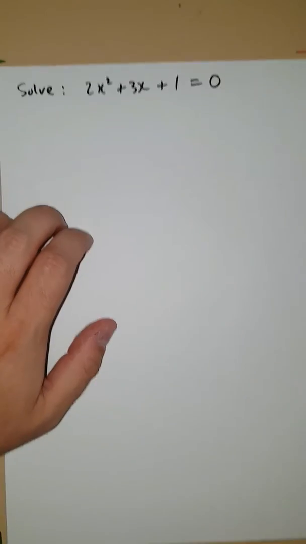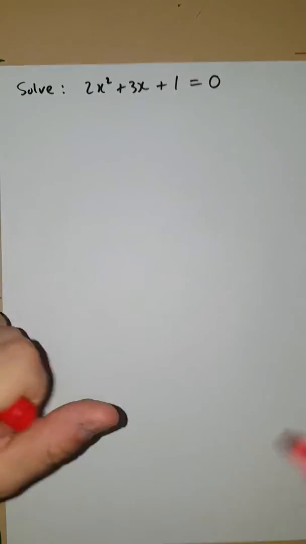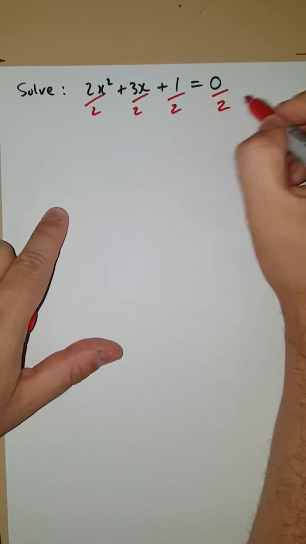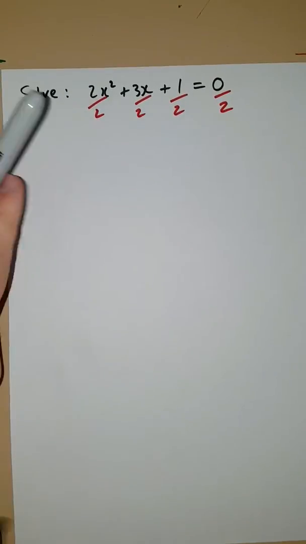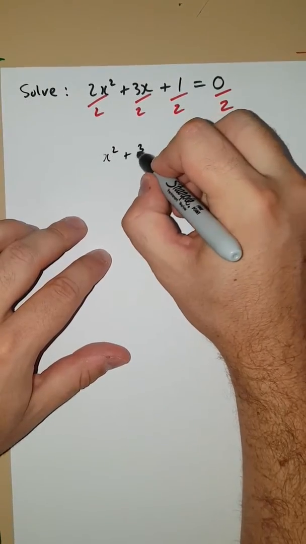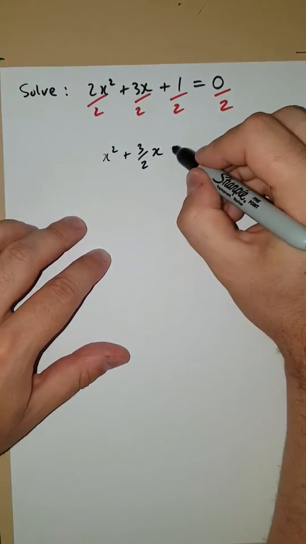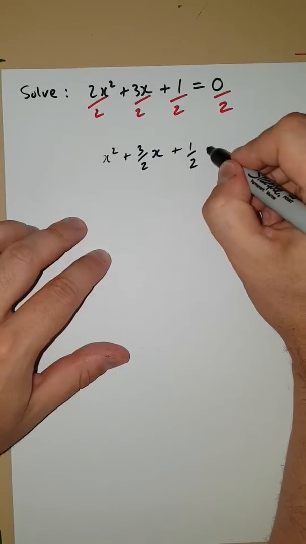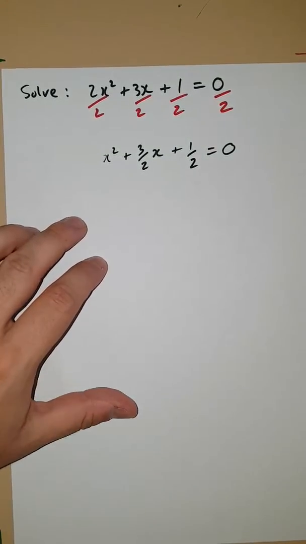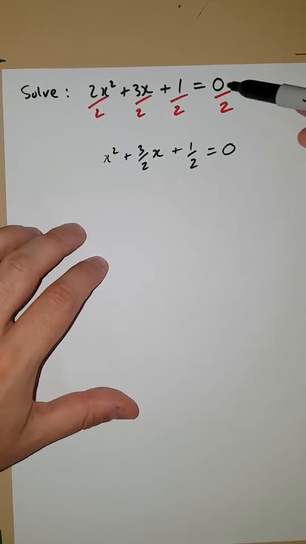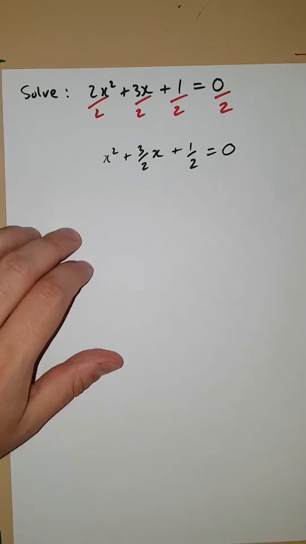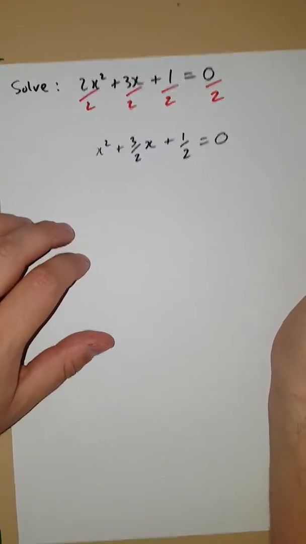The way that we're going to do that is we are going to divide every term by 2. What that's going to lead to is a new equation that looks like this: x squared plus 3 on 2x plus a half is equal to 0. Take a bit of time to think about why these two equations, the top one and the second line, are equivalent to each other. From there we're going to apply our same strategies.